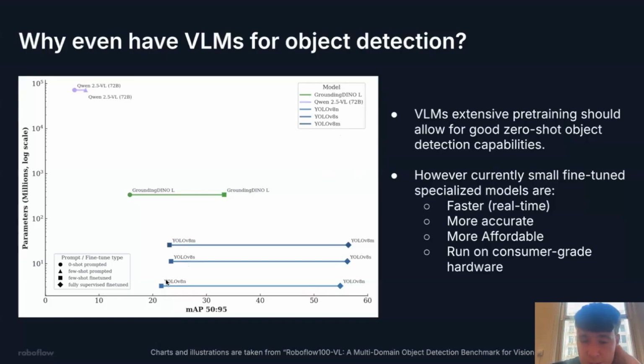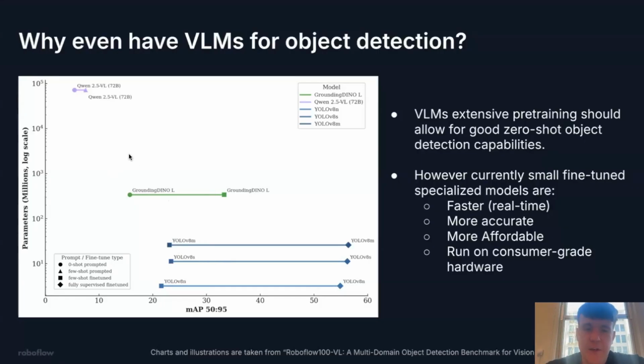Basically, this displays different figures or different architectures. So we have Qwen, which has 72 billion parameters, a huge vision language foundation model. And these are scores on RF100-VL, our latest dataset. We also have GroundingDINO, which is a medium-size VLM, pre-trained specifically for object detection. Qwen was pre-trained for a bunch of vision tasks. And then we have YOLOs, which are just object detectors.